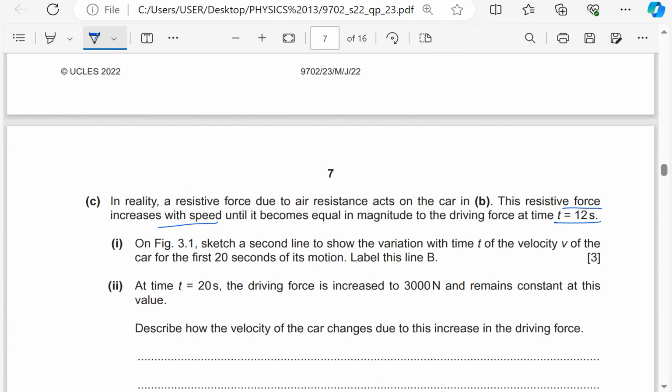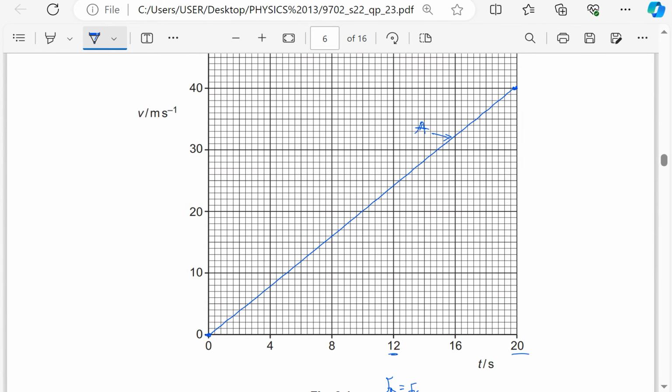Okay. On the figure, sketch a second line to show the variation with time t of the velocity v of the car for the first 20 seconds of its motion. Label this line B. Since there is air resistance, it means the acceleration decreases and will always be less than the acceleration shown by the previous graph. So I know that at around 12 seconds, it should become a horizontal line. So I'll draw a curve below which starts at the same point, but is always below the first one, and then it becomes a horizontal line at 12 seconds. So at 12, I should draw a horizontal line.